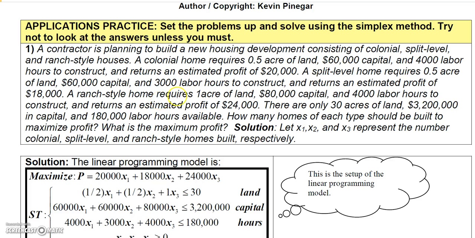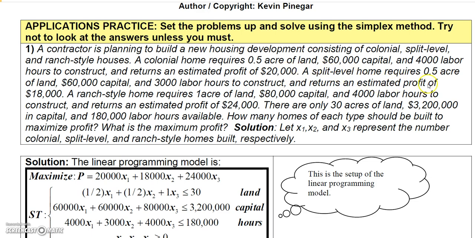Okay, I'm going to just set these two word problems up because I've shown you plenty of exercises on how to solve simplex problems. So a contractor is planning to build a new housing development consisting of colonial houses, split-level houses, and ranch-style houses. A colonial home requires 0.5 acres of land, 60,000 capital, 4,000 labor hours to construct, and returns an estimated profit of $20,000.